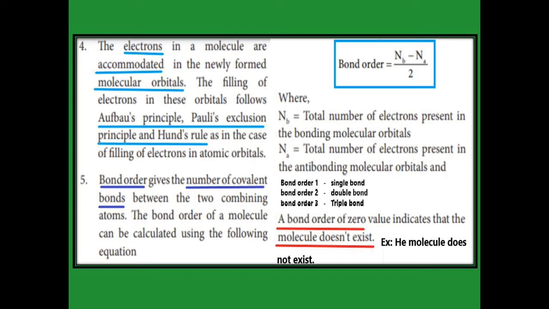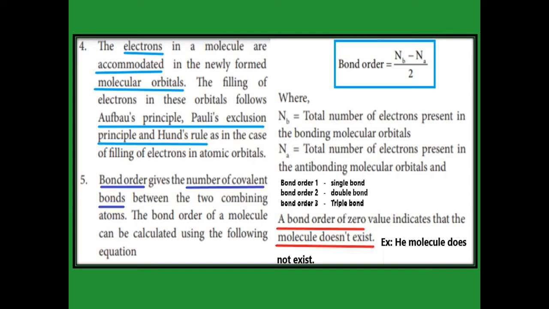In molecular orbitals also, electrons are filled based on the Aufbau principle, Pauli's exclusion principle and Hund's rule. Bond order gives the number of covalent bonds formed during the combination of atomic orbitals. The bond order formula is Nb minus Na divided by 2. Nb is the total number of electrons present in the bonding molecular orbitals, and Na, where A indicates antibonding, is the number of electrons present in the antibonding molecular orbitals.